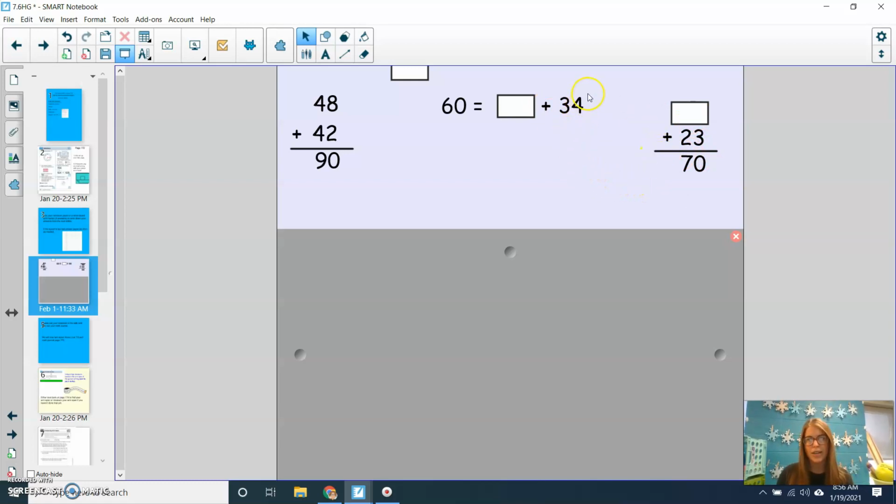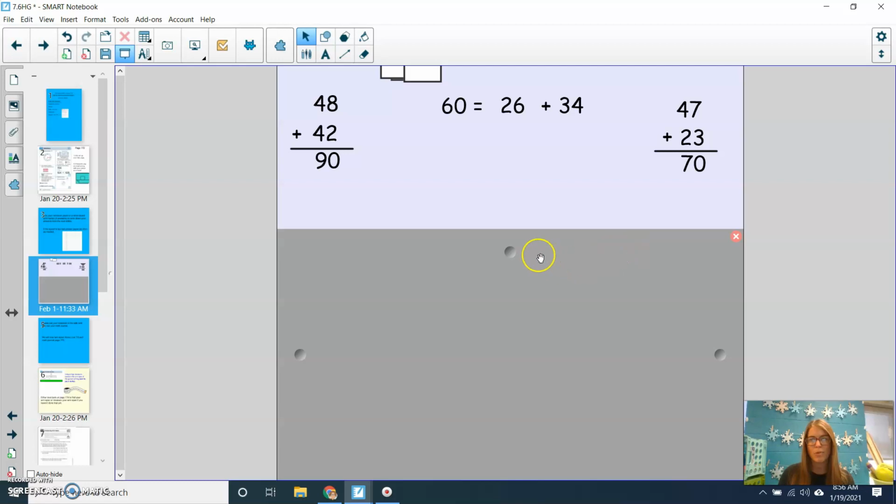All right, second graders, so I know if I added 6 more, I would be up to 40, and then I would need to add 20 to get from 40 to 60. So 20 plus 6 equals 26. For this next one, I know if I added 7 more to 23, I'd be at 30, and then if I added 30 plus 40, I would be at 70. So I should have 40 plus 7, which equals 47.